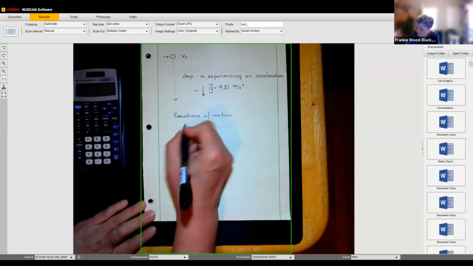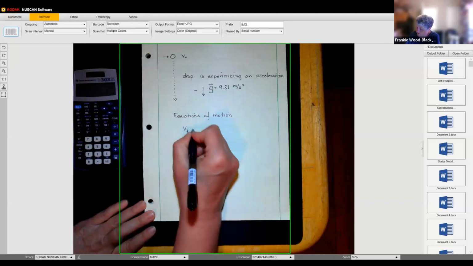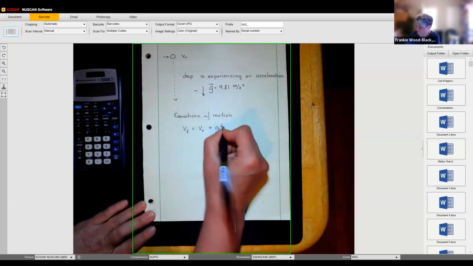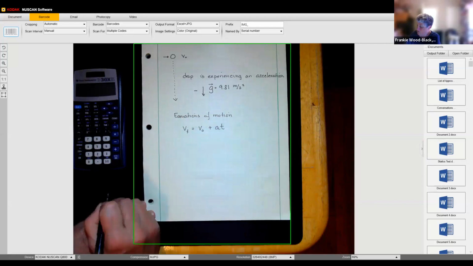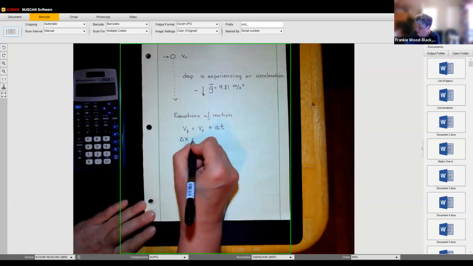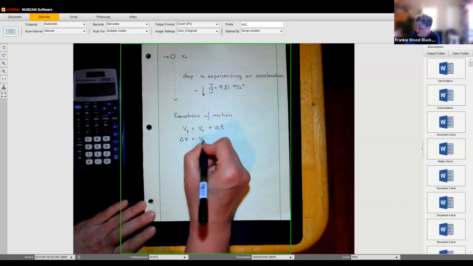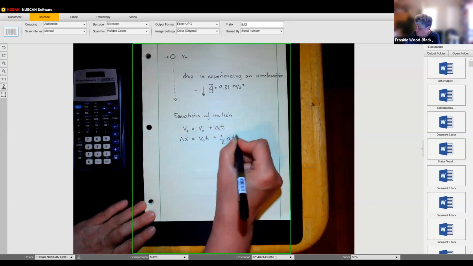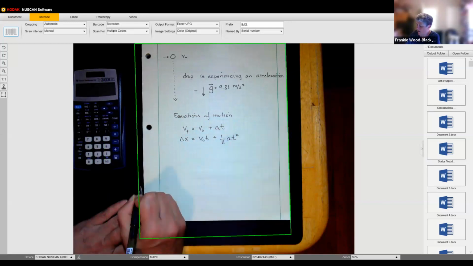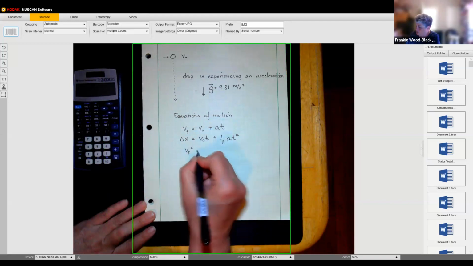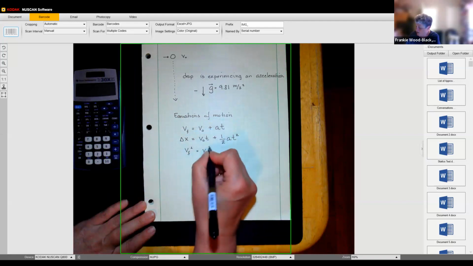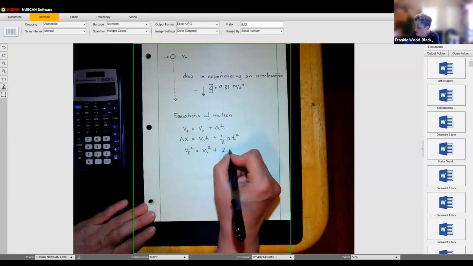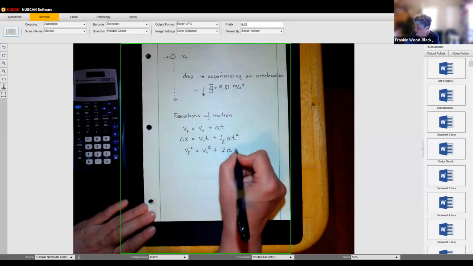We have velocity final is equal to velocity initial plus the acceleration times time. We have my change in position is equal to my initial velocity times time plus 1/2 acceleration times time squared. And we have velocity final squared is equal to velocity initial squared plus 2 times my acceleration times my change in position.